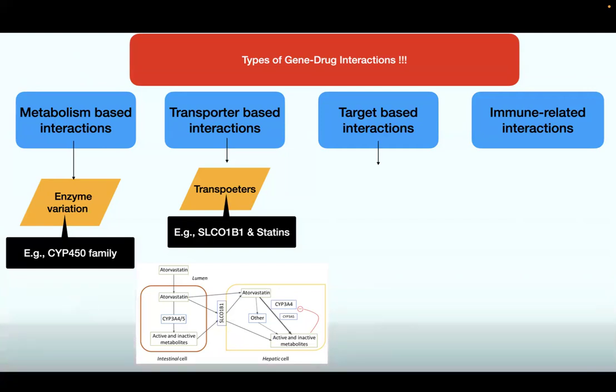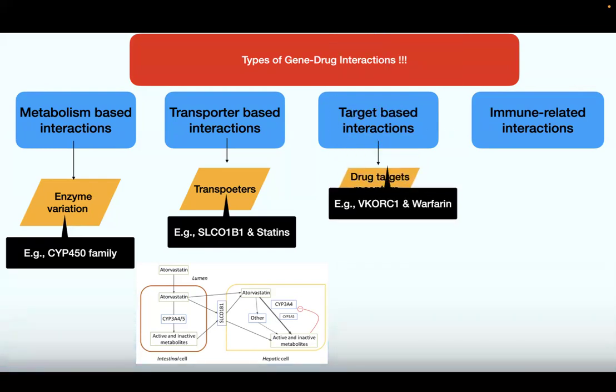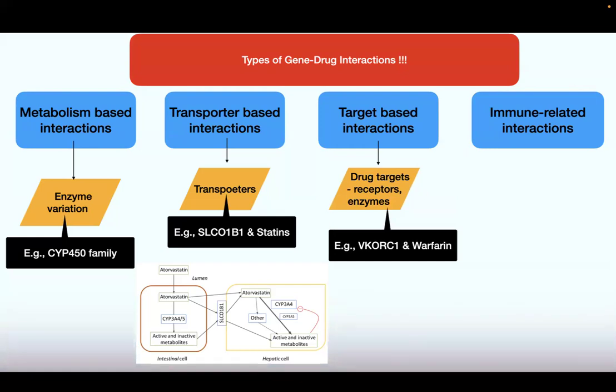Another, we have target based interaction. Okay, target based interaction means genetic differences in the drug targets. For example, receptors and enzyme. ड्रग का बेसिकली कौन सा टारगेट होता है, बेसिकली वो होता है रिसेप्टर और एंजाइम, तो वहां पे कोई इंटरेक्शन होता है, राइट. ड्रग टारगेट्स रिसेप्टर्स एंजाइम्स. फॉर एग्जांपल वी हैव VKORC1, उसका इंटरेक्शन वॉरफरिन के साथ बहुत ज्यादा कॉमन है. सो जेनेटिक वेरिएशन इम्पैक्ट योर वॉरफरिन डोजिंग, and that can be the reason behind bleeding.